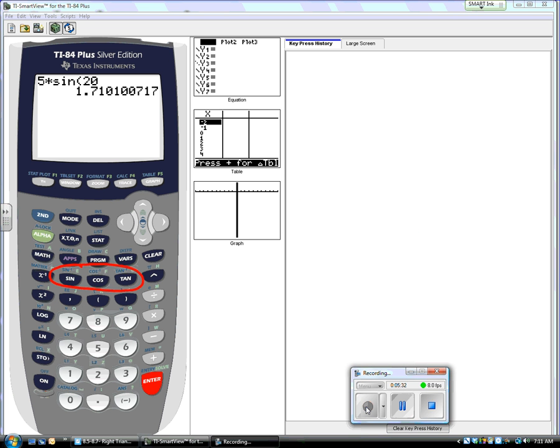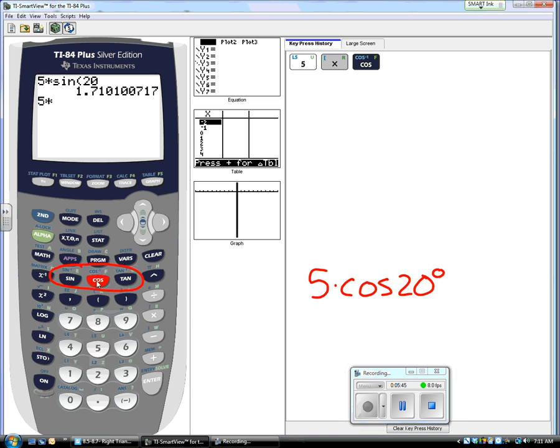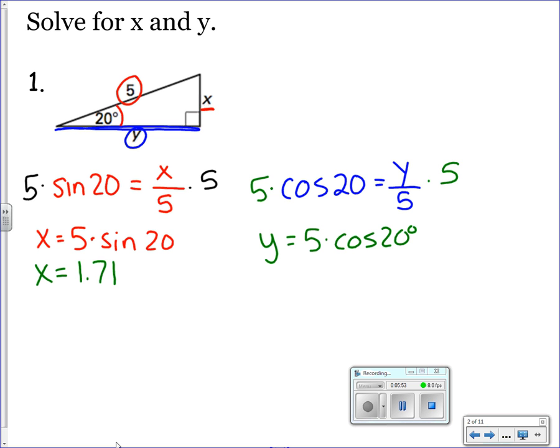So again, we're trying to find 5 times the cosine of 20 degrees. We're in degree mode. You don't have to change anything. So we're going to do 5 times the cosine of 20. We're going to round to 2 decimal places, so that's going to round us up to 4.7. So y is going to be 4.7.